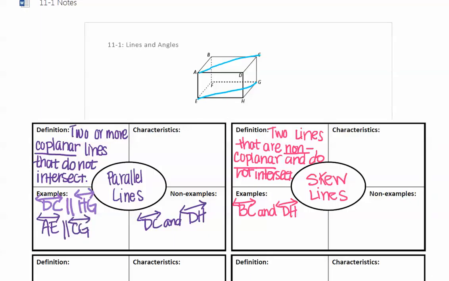Okay, so let's do non-examples for skew lines. We could use ones that are parallel, obviously. AE and CG are not skew. What about BF and FG? Well, those are intersecting, and so those are also not skew.